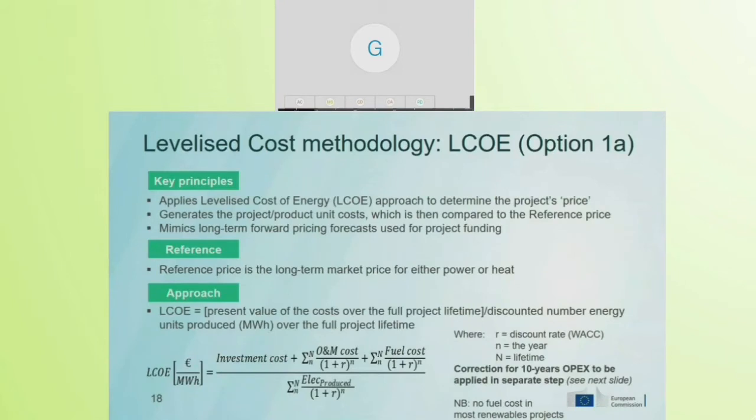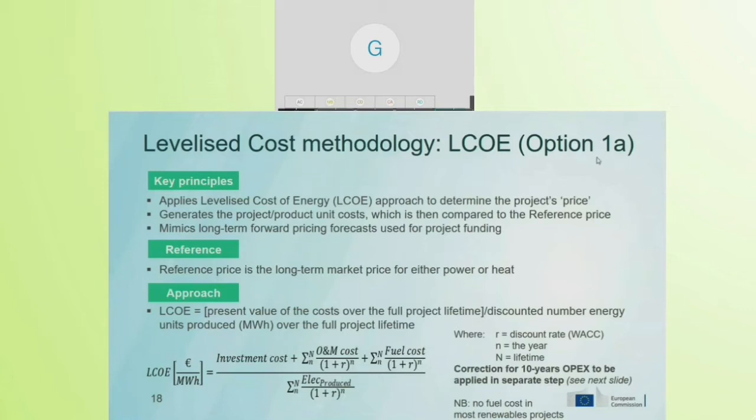So what is the levelized cost methodology? All of you know this, I think, by now. Let's take the LCOE example. This is option 1A. And this applies to electricity or energy production projects. Here, the principles are that you apply the levelized cost methodology to determine a unit cost of your production in your new project. And this basically includes the financing costs by assuming a weighted average cost of capital discounting factor.